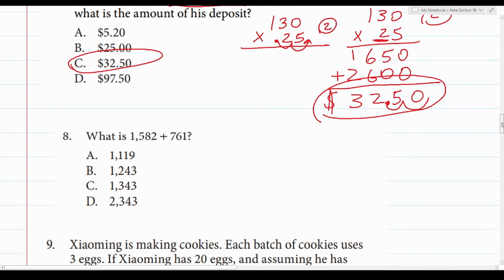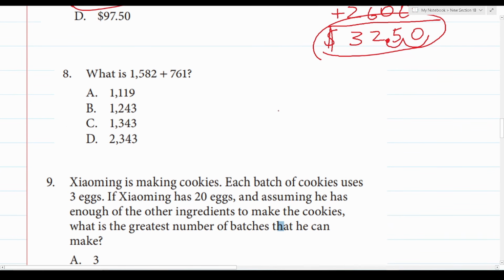Okay. All right, number 8 says, what is 1,582 plus 761? Again, just some simple math here.